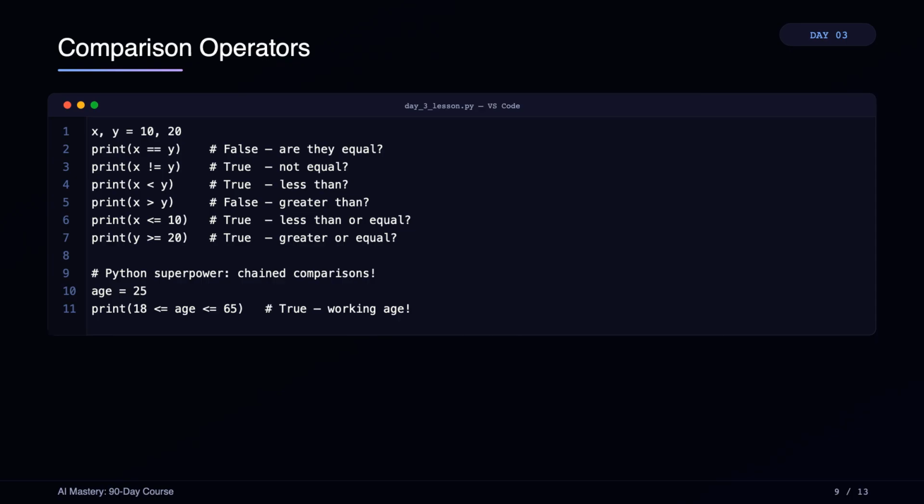The exclamation mark followed by an equals sign checks if two values are not equal. Less than and greater than work just as they do in mathematics. Less than or equal and greater than or equal check the inclusive boundaries.